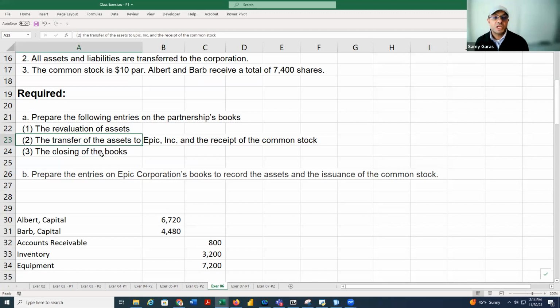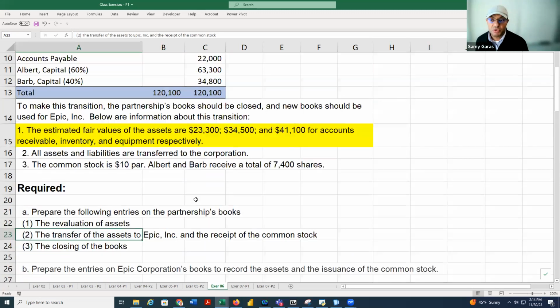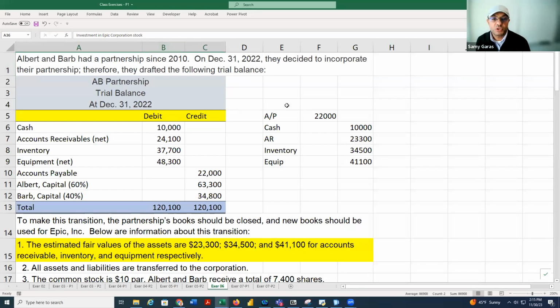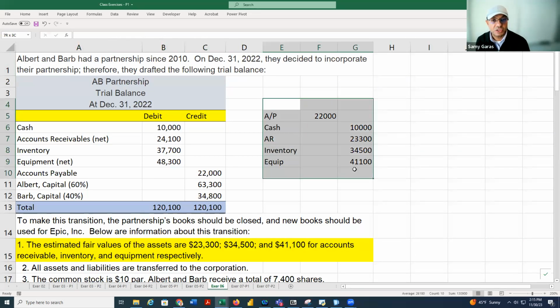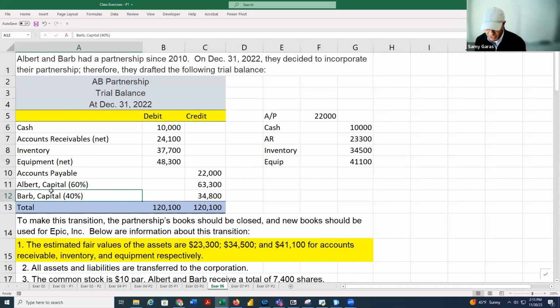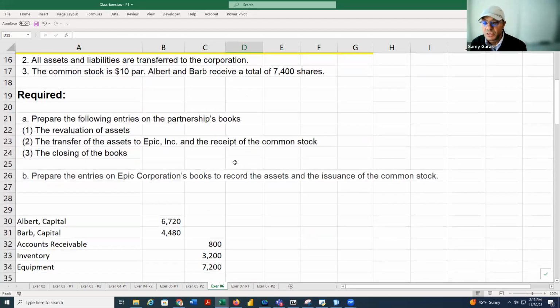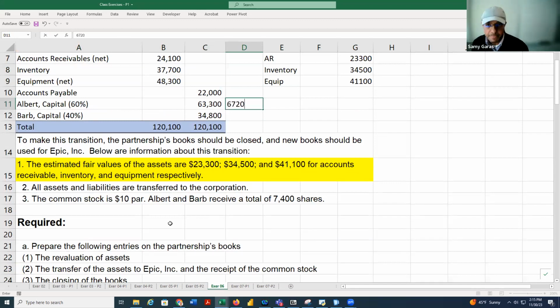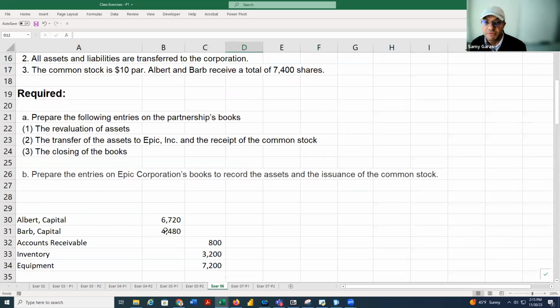The third one, we need to close off the books. So how can we close off the books? This debit account should become credit. And now we closed all the assets and liabilities in this journal. So the only account still open is this one, Albert and Barb. But we know that we made losses that were distributed to Albert and Barb by those amounts. So here, Albert was debited by 67,200 and Barb was debited by 44,800.